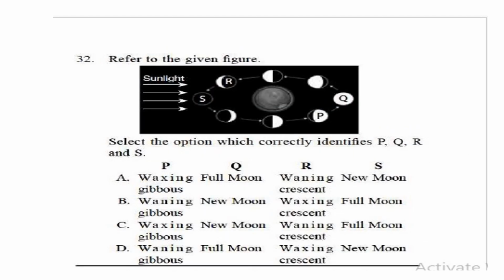Question number 32. Refer to the given figure. Select the option which correctly identifies P, Q, R and S. Here Q is a full moon. So A and D can be our answer. And R is waning crescent. So our answer is option A.